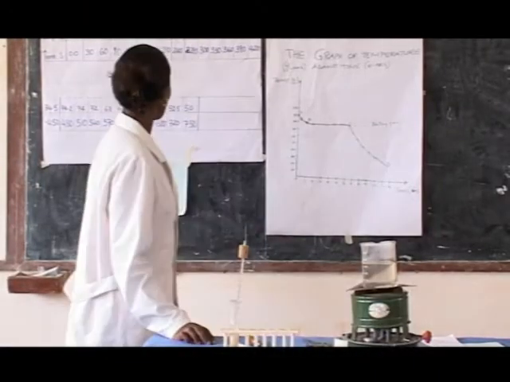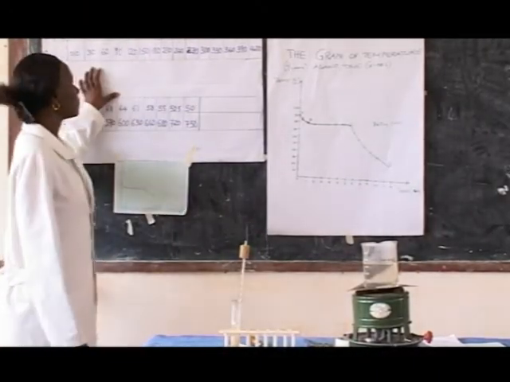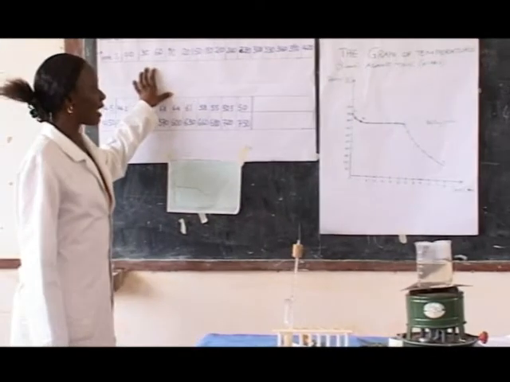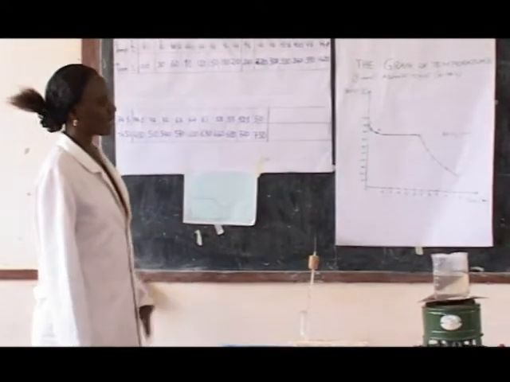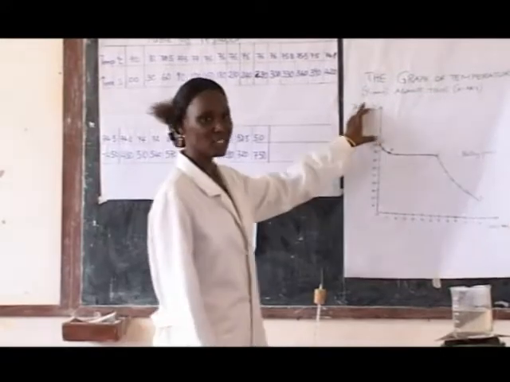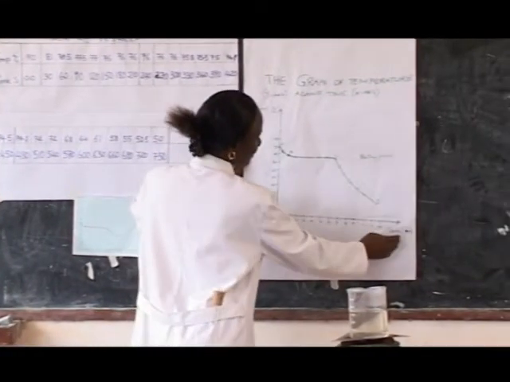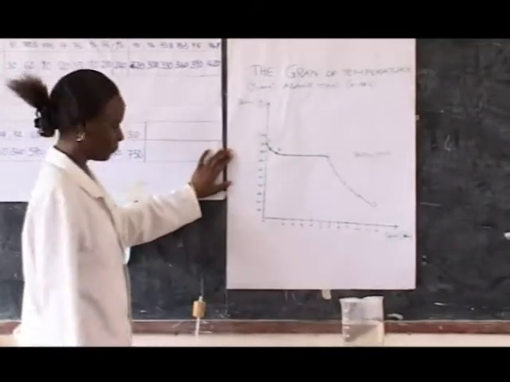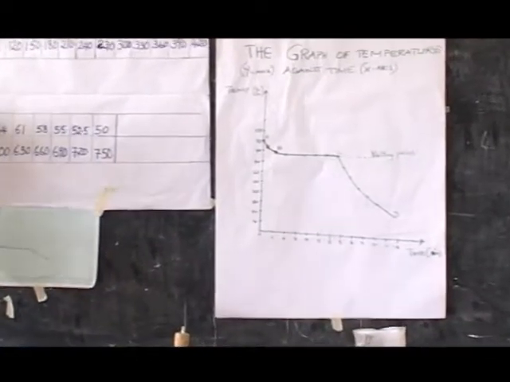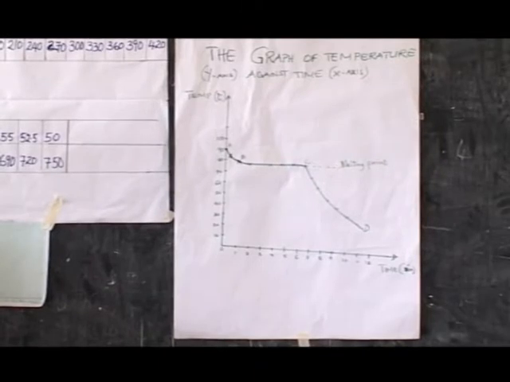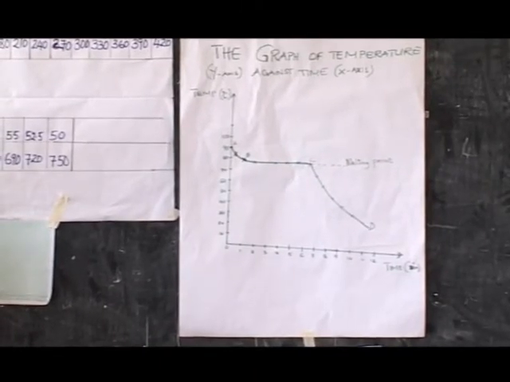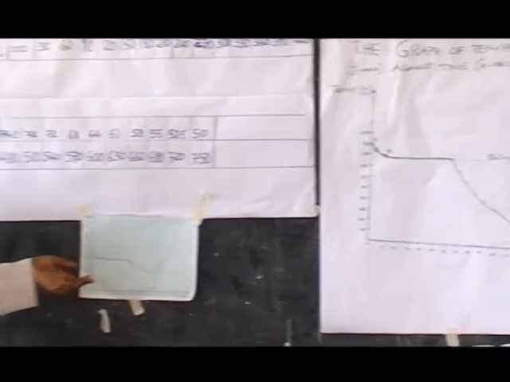From the data obtained, now plot a graph of temperature against time. This is the nature of the graph, temperature against time. The graph of temperature against time from the data obtained is this one.